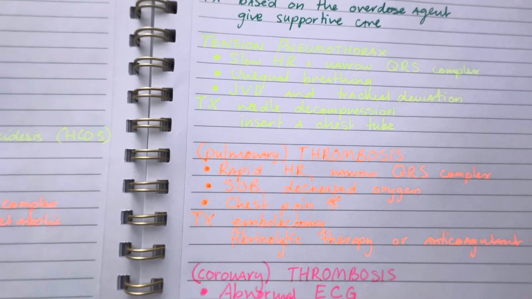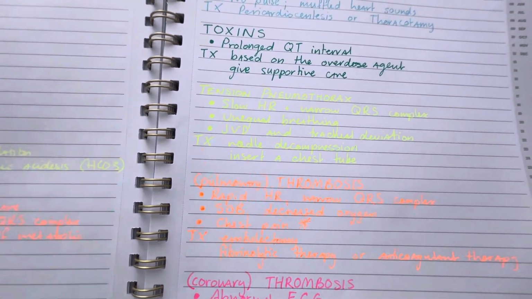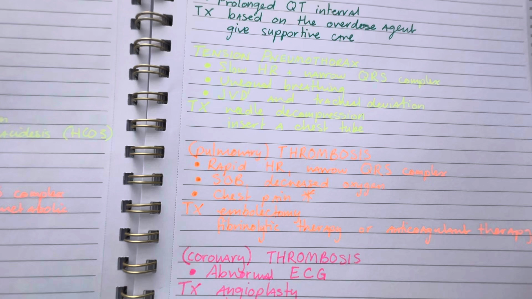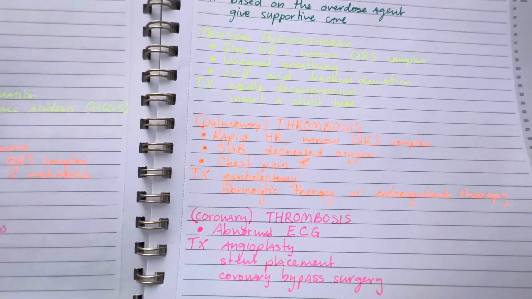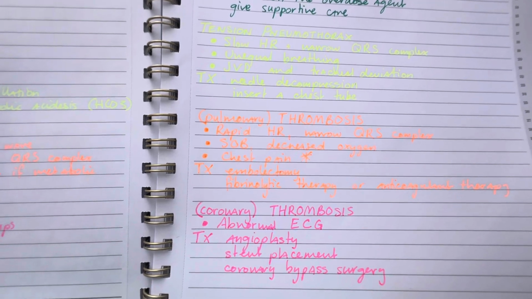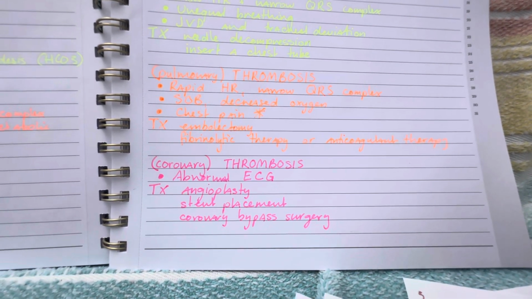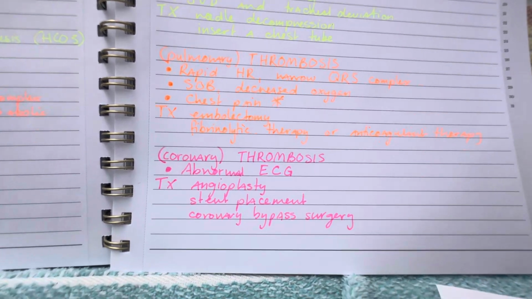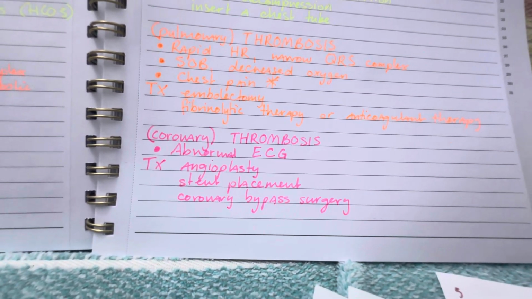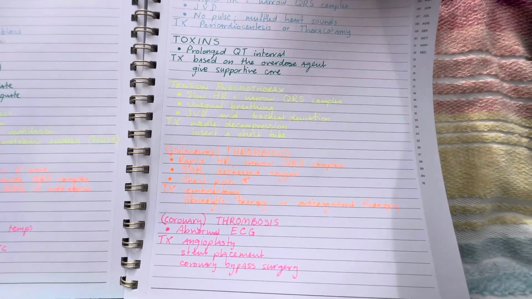Pulmonary thrombosis. You'll see rapid heart rate, narrow QRS complex. They'll be short of breath, decreased oxygen, chest pain. They need an embolectomy or fibrinolytic therapy or anticoagulant therapy. And coronary thrombosis, abnormal ECG is what you'll see. The treatment is angioplasty, stent placement, or coronary bypass surgery. That's all for that one.